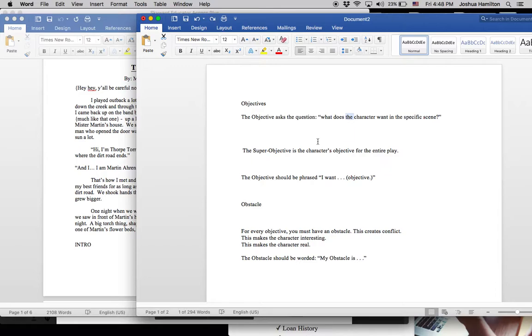All right, so now let's talk super objectives. A super objective is the character's objective for the entire play. And I know what you're thinking. Hamilton, do not read us this whole play, or this whole script. I'm not going to. I'm going to spoiler alert it and tell you the super objective here. Well, let's talk about it.